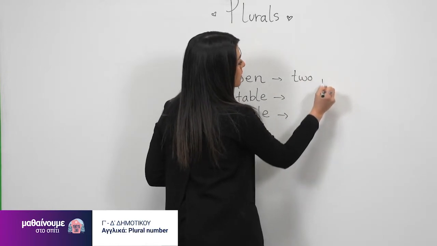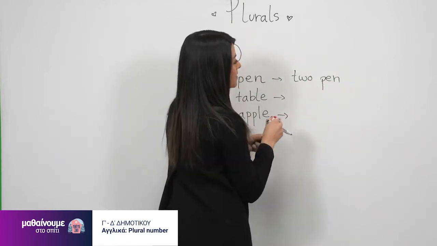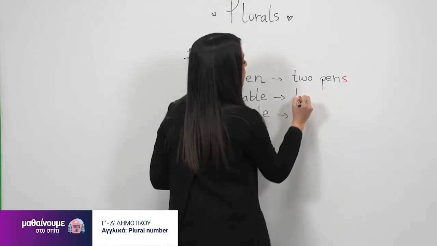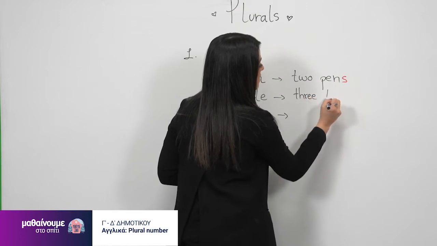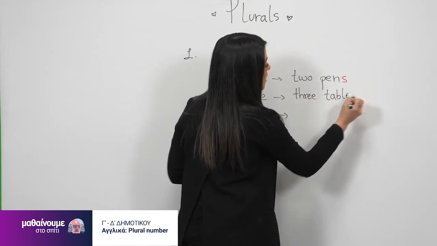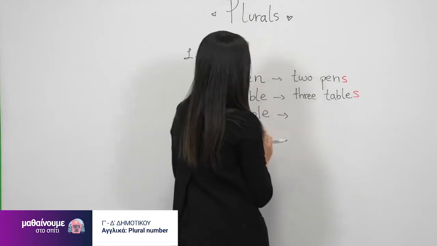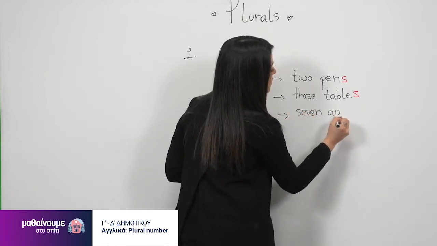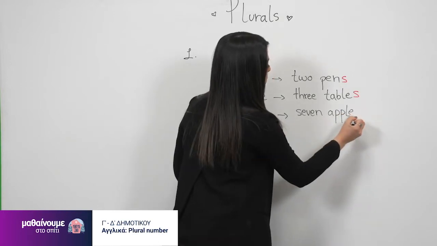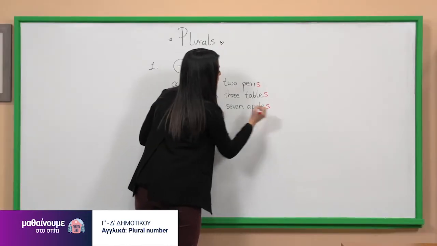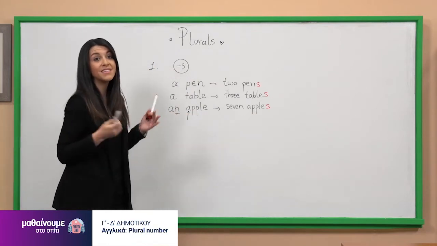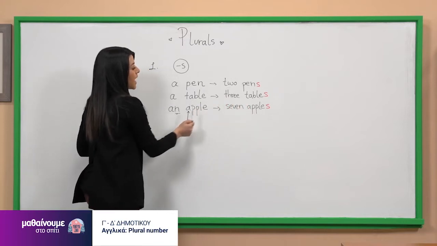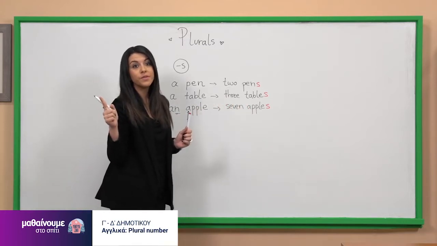2 pens, okay? Oops, pens, okay? We just add S. A table, 3 tables. Again, we just add an S. Or an apple, 7 apples. Oops. S, okay? So it's simple, just add S. So a pen, 2 pens, a table, tables, apple, apples. This is the first rule, okay?